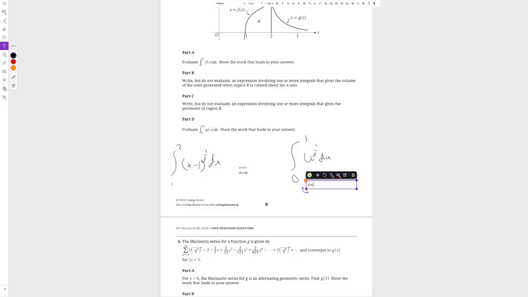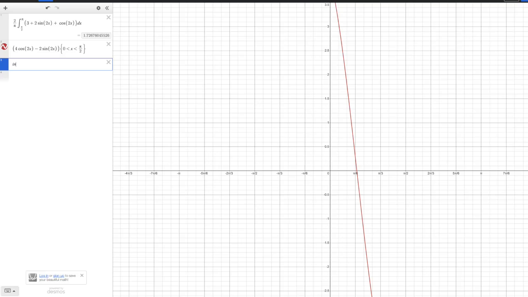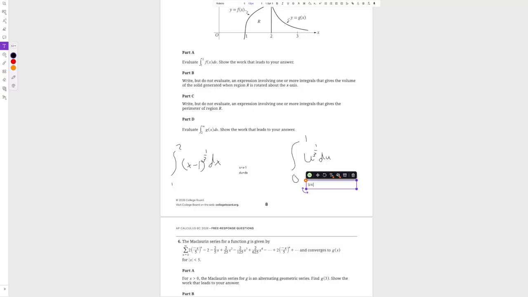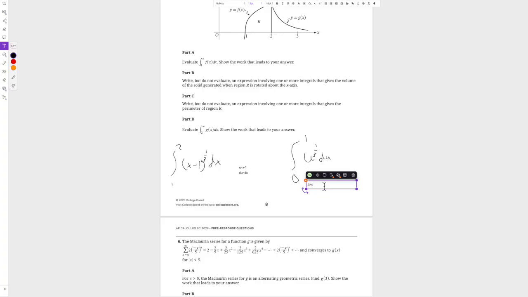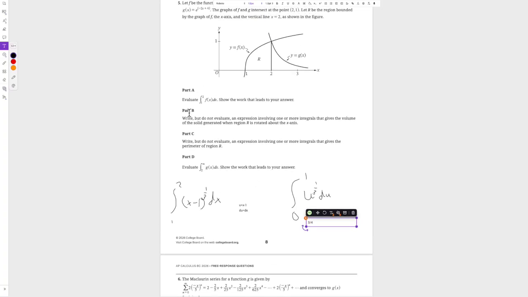Well, you can't do this during the test because you're not allowed to use your calculator, and you would get in a lot of trouble if you did so. But I'm not taking the test right now, so I can do this. And there we go. We see that the answer is indeed 0.75, which is 3 over 4. That was pretty simple. Let's do part B.